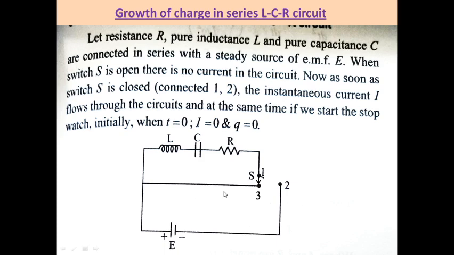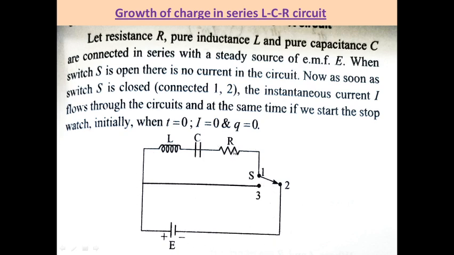So initially let switch S be kept open, then current will be 0, and the initial condition becomes: when t is equal to 0, current I is equal to 0, and hence the corresponding charge is also equal to 0. Now if the switch S is closed, meaning 1 and 2 are connected, then the source of EMF capital E will be connected in the circuit and current I starts to flow through the circuit.